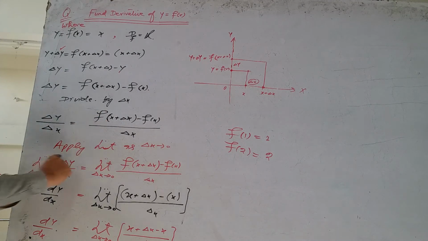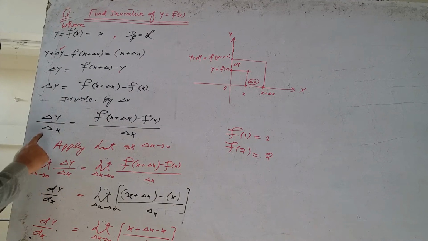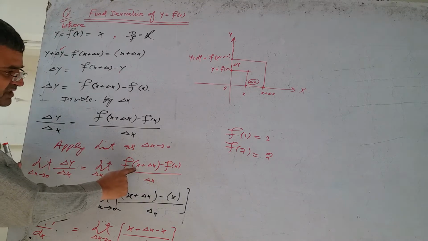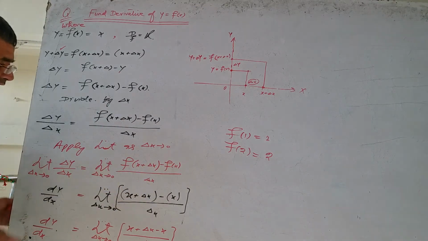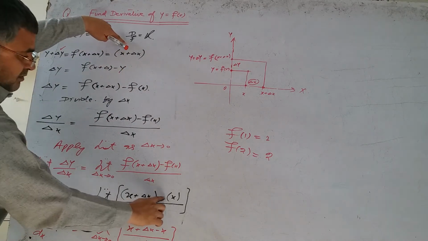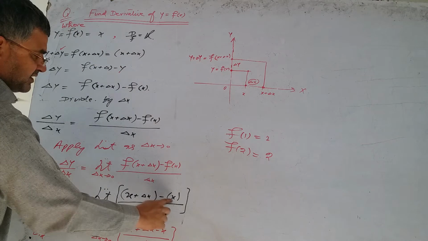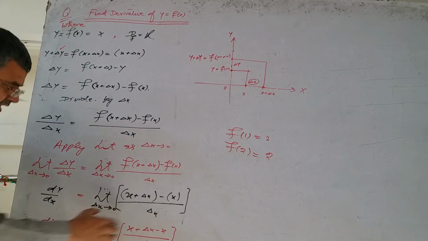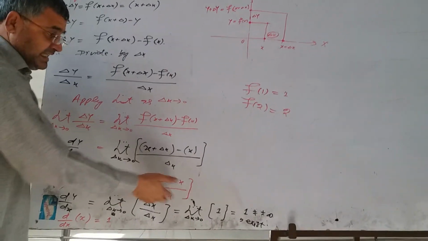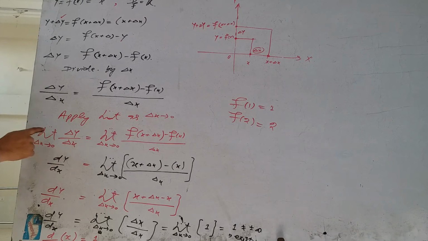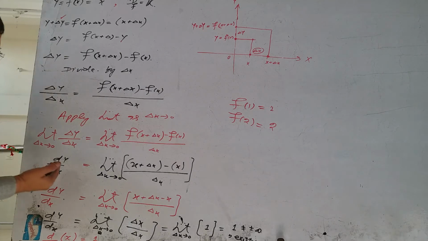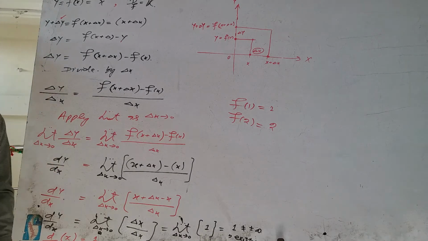And after that, we apply the limit as del x tends to 0. Therefore, limit del x tends to 0 of del y divided by del x is equal to limit del x tends to 0 of f of x plus del x minus f of x as a whole divided by del x, where f of x plus del x is equal to x plus del x and f of x is equal to x. If this limit of the function exists, then we replace this notation by d divided by dx of y, which is called the derivative of the function y with respect to x.